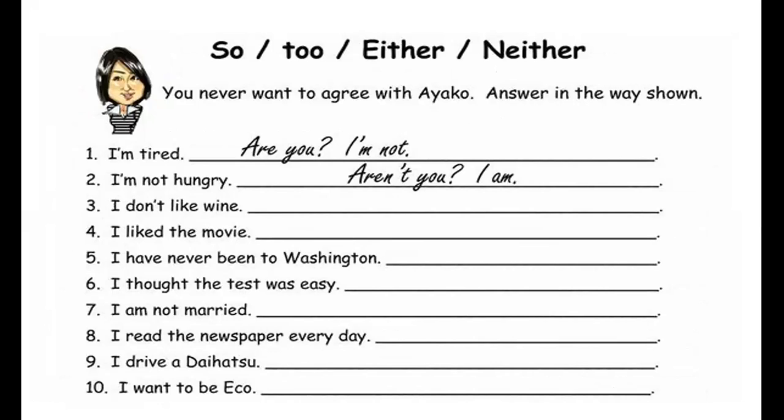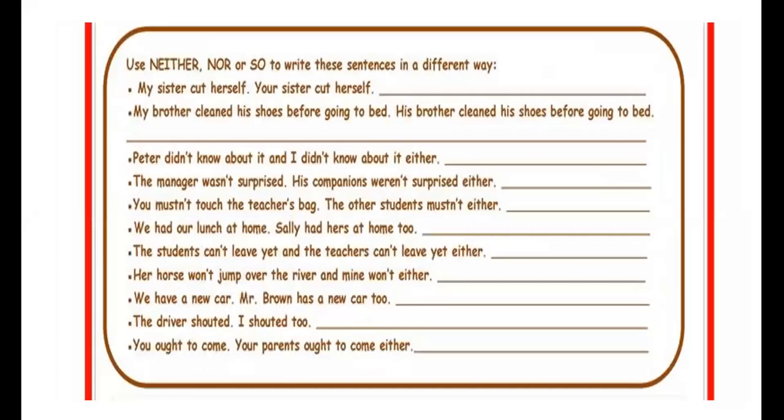And then I'm going to send you so, too, either, and neither. Okay, I'm going to send you both. And again, the first two are already solved, but you have to complete from number 3 to number 10. So I'm going to send you the exercises first, and then I'm going to send you the meanings that we have been working on. Okay, so let me send it to you now.